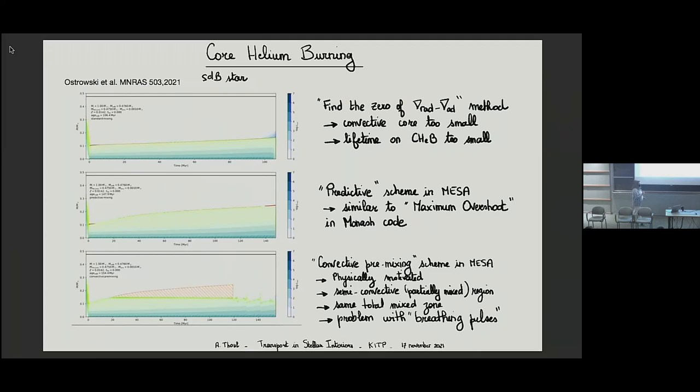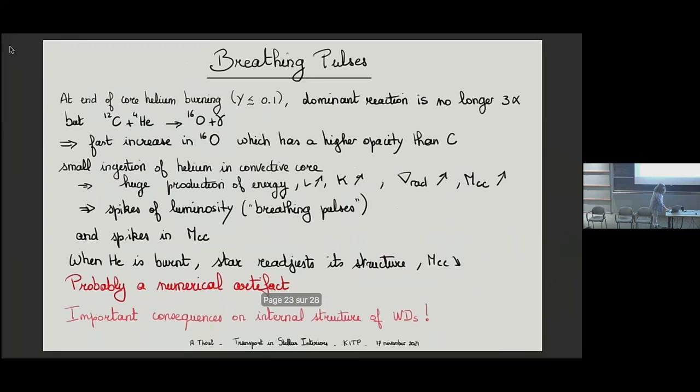It's very well written. SDB stars are just helium stars that are on the core helium burning. They are special because they lost their envelope and things like that, but it doesn't matter. The core is the same as any core helium burning star. Here in their paper, they show Kippenhahn diagrams of that stage of core helium burning. The top is what happens if you use the find the zero method that many codes use. This is predictive mixing. This is convective premixing, the best one, where you actually develop a convective core and a partially mixed region. The problem is that at the end of the evolution on the CHeB, I'm going to talk about that later.